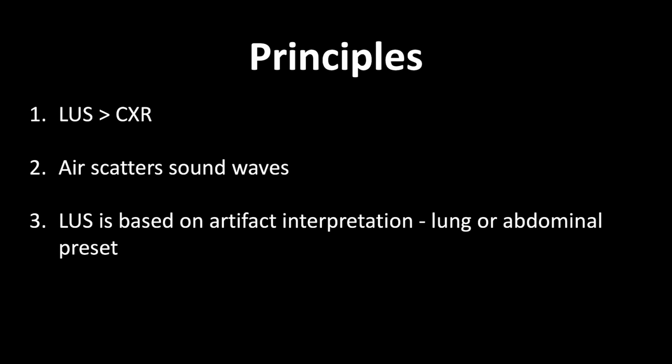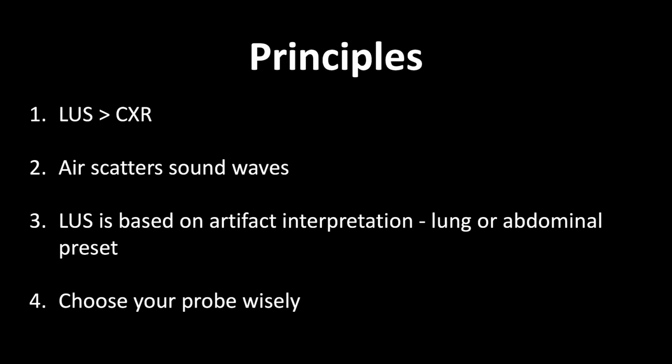Therefore, when you're choosing an ultrasound preset, pick either the lung or the abdominal preset. Both of these presets will turn off the artifact minimization algorithms that ultrasound machines regularly use. The lung preset is particularly useful to detect lung sliding and quantify B-lines. On the other hand, the abdominal preset is especially helpful in detecting consolidations and effusions. I personally often use the abdominal preset for most of my lung ultrasound scanning.